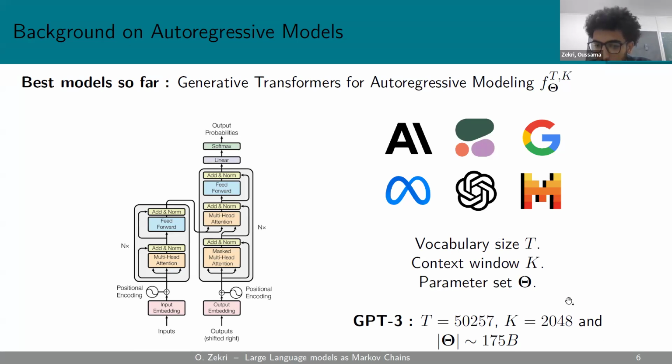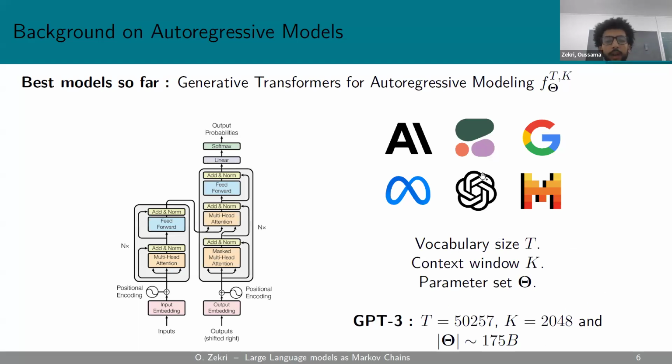So just to give you some numbers, the number of words in the vocabulary of GPT-3 is something like 50,000. The context window, which we'll explain in the next slide, is something like 2,000, and you have this huge number of parameters, 175 billion. This is a pretty old LLM, you know, now we have newer versions with basically this number scaled up.